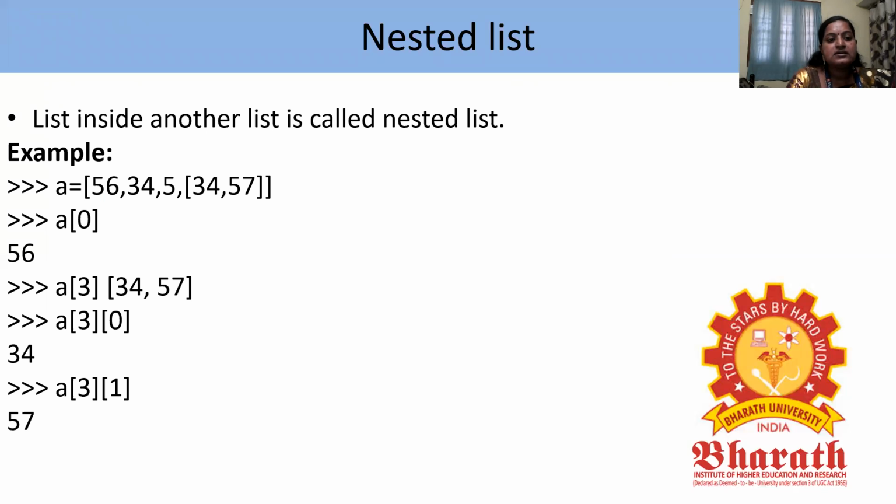And then nested list: a list inside another list is called a nested list. So this is the example. A equal to 56, 34, 5, 34, 57. This one is a separate list, and this one is a separate list. If I mention A of 0, meaning 0th position, 56 only it will take. And then A of 3: 0, 1, 2, this one will be considered as 3. In that, 0th position is 34, first position is 57. So you will get the value like this.